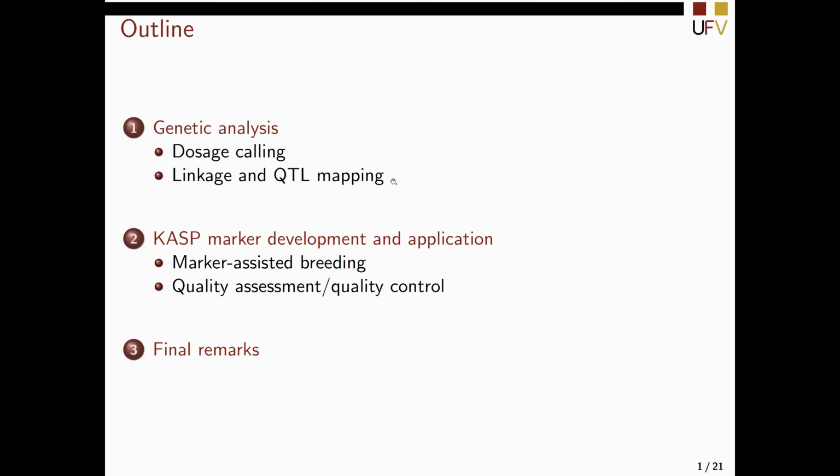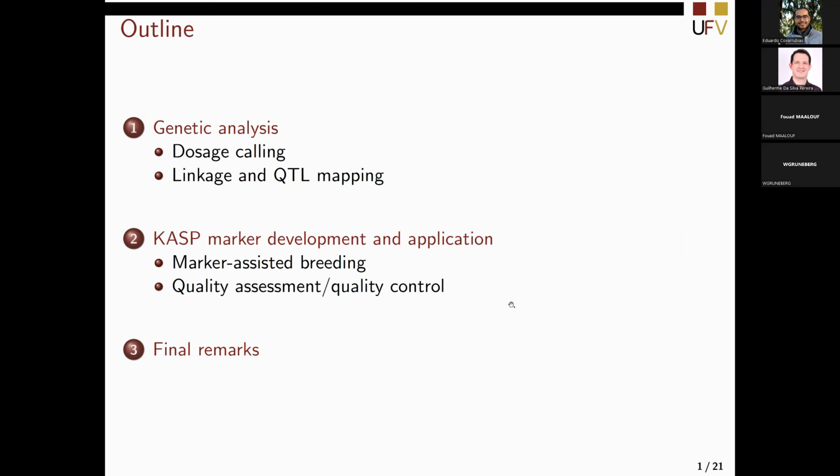Which might be something new to some folks who work with diploids only. And then I'm going to show some examples of linkage and QTL mapping we've been able to perform, and select some genes, convert them into Cas markers, and then that's the examples I'm going to show after. And in addition to the markers for assisted selection, we are going to discuss a little bit about the challenges of using Cas markers for quality assessment and quality control in sweet potato.